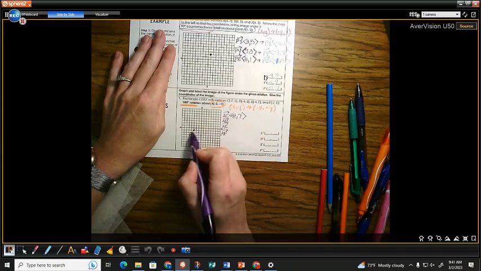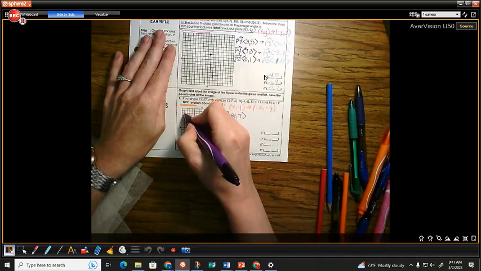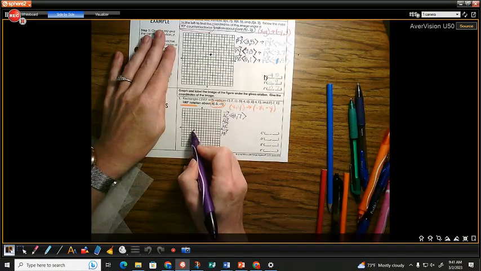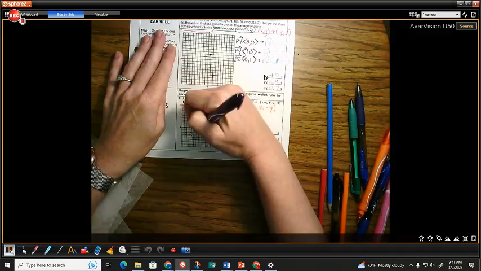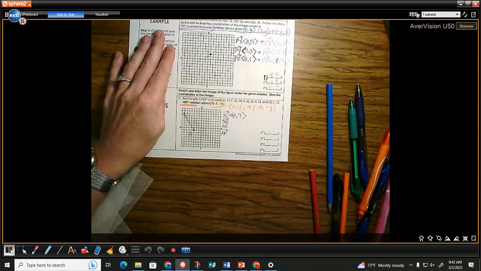C is going to be at -7. 1, 2, 3, 4, 5, 6. And so the vector does go left 4 and up 7. Okay.